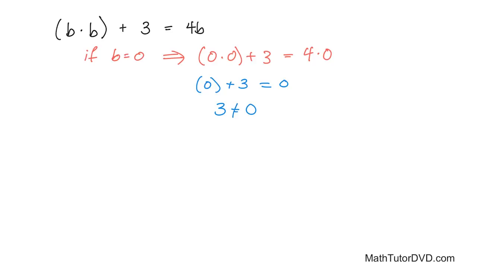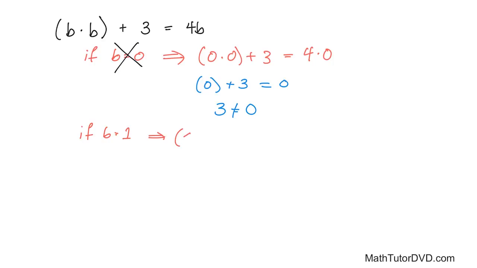So that is not equal. So this value here does not work at all. b is equal to 0 is not a valid solution of this equation. All right, so let's go ahead and check and see what happens if b is equal to 1. What's going to happen here?